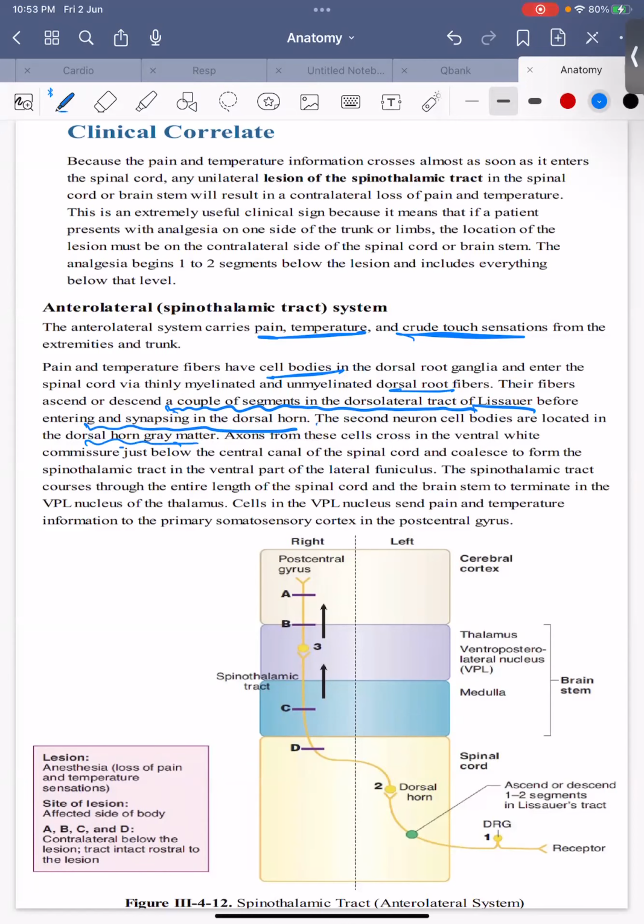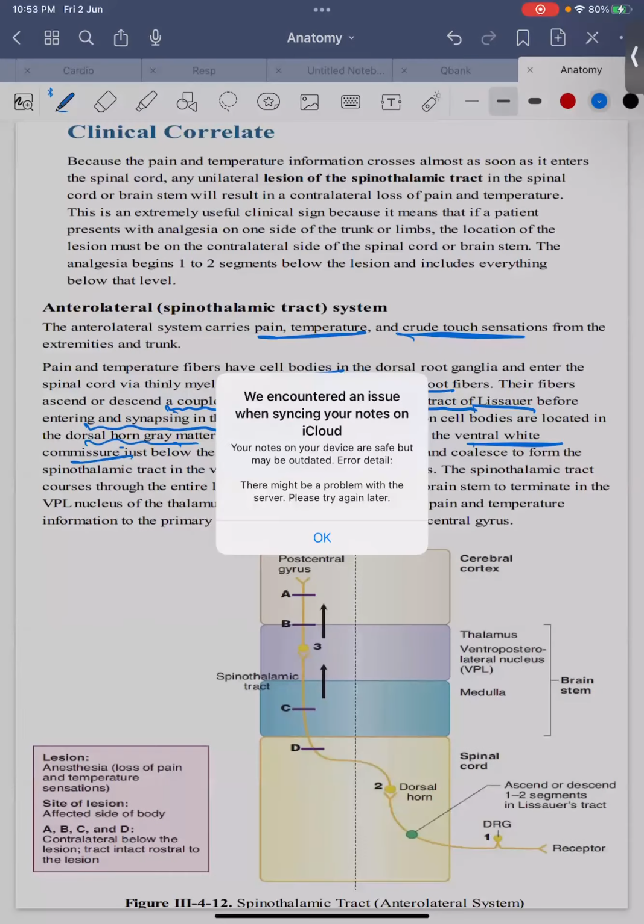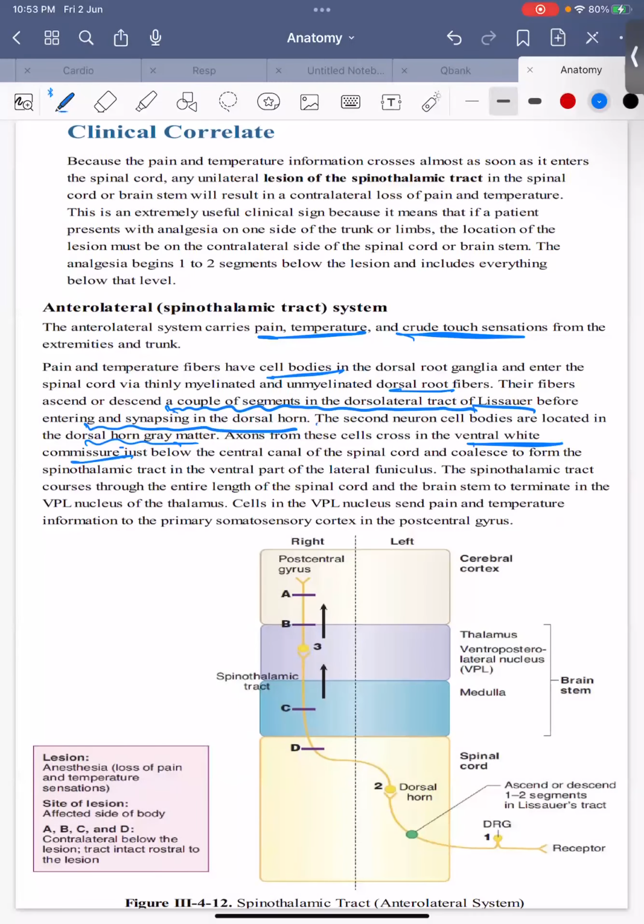The axons from these cells cross in the ventral white commissure. Here the fibers are not crossing at the level of the medulla; they are crossing at the level of the white matter known as the anterior white commissure, below the canal of the spinal cord, and they coalesce to form the spinothalamic tract in the ventral part of the lateral funiculus. The spinothalamic tract then runs the entire length of the spinal cord, goes through the brainstem, and reaches the VP nucleus of the thalamus.